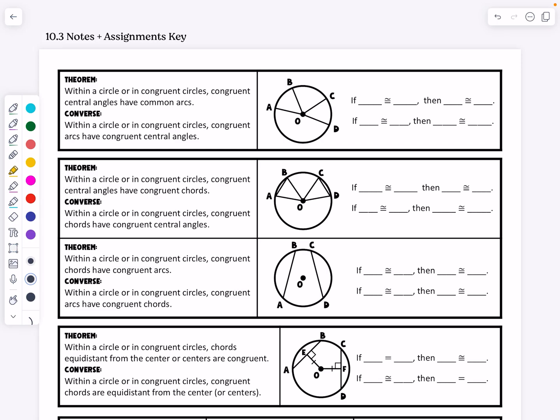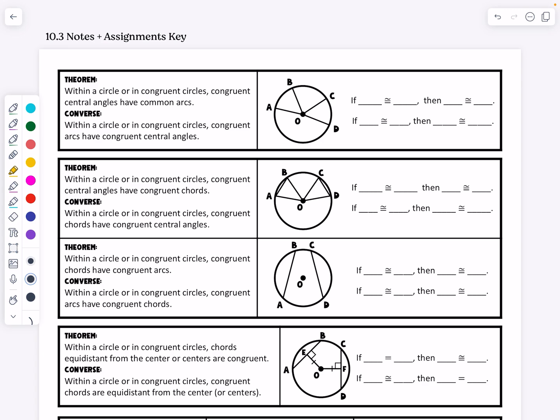Hello everyone and welcome to our 10.3 notes. We're putting a lot of our circle theorems together in this set of notes. Some of these y'all have seen and some of these you have not yet seen. These are going to be different theorems that have to do with chords and arcs and angles.